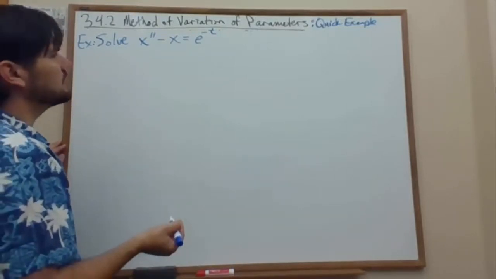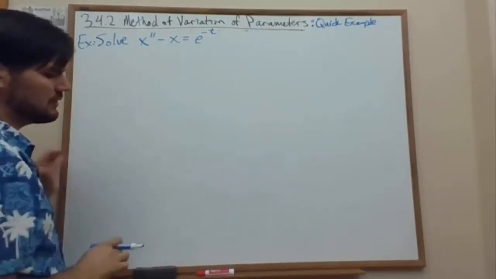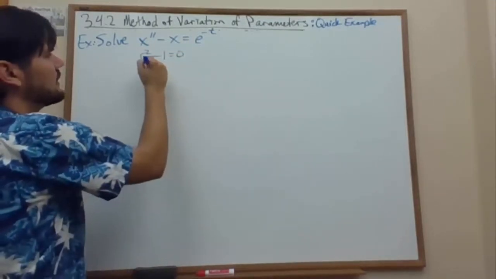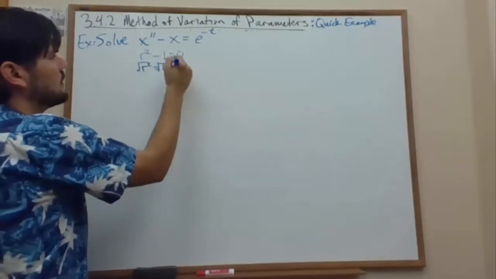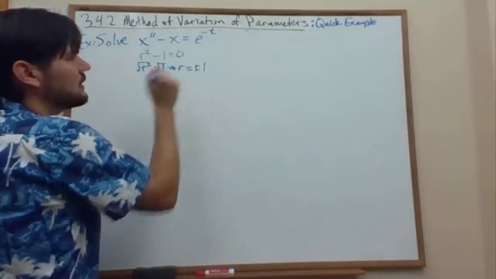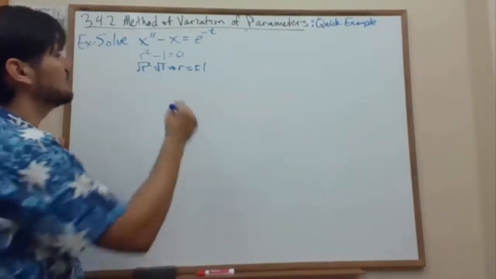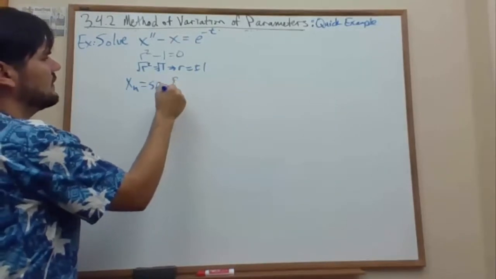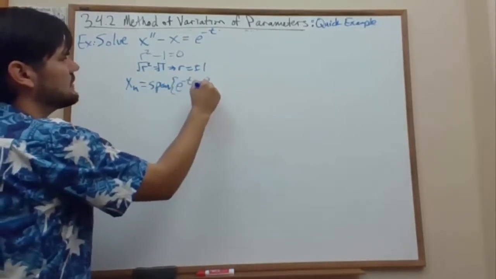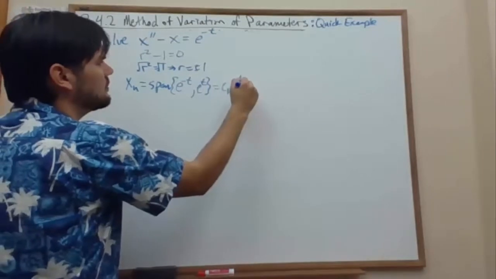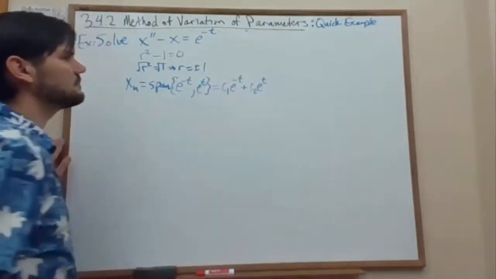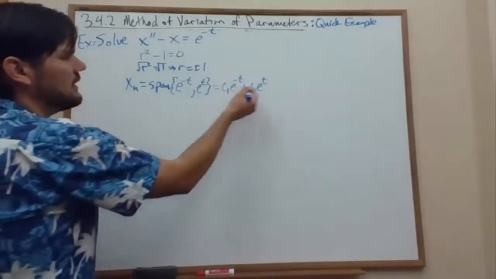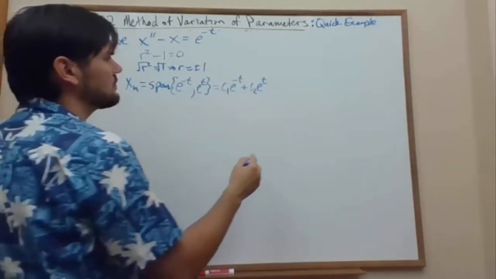Okay, so first thing we do is find the homogeneous solution. So we write down r squared minus 1 equals 0. We get r squared equals 1, r equals plus or minus 1. Okay, so we know that our roots are real, and we get x of h equals the span of e to the negative t, e to the positive t, equals c1 e to the negative t plus c2 e to the positive t. And then we look at forming xp from this piece.